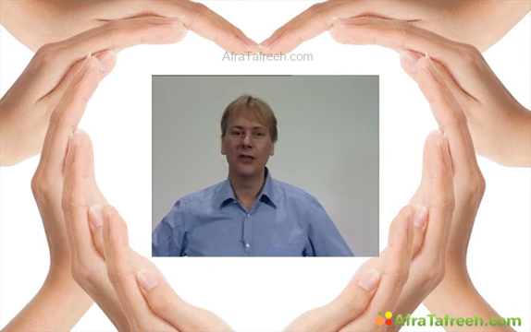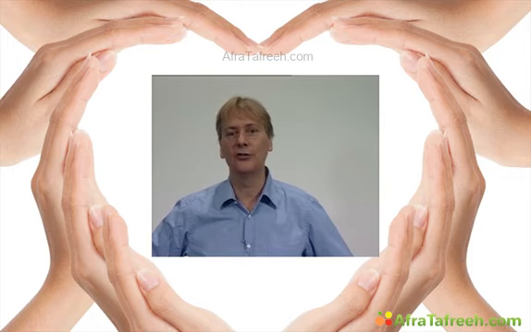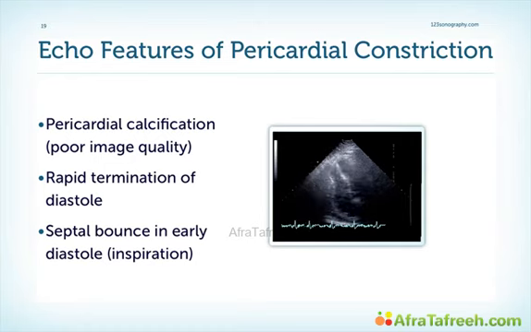I know the physiology of pericardial constriction is hard to swallow, but everybody has their problems with the physiology. But now let's turn to something which is easier. Let's see how this physiology translates to the echo and what typical echo signs we see. So what are the features in echocardiography? Pericardial calcification, rapid termination of diastole, and a septal bounce in early diastole, in particular during inspiration.